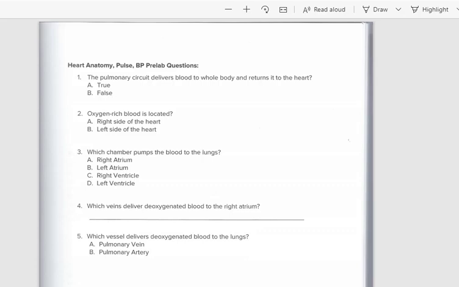Welcome to Lab 2, and you're going to learn about the anatomy of the heart, about pulse, and your blood pressure. So here are the questions from your lab manual, but remember, these have been converted to multiple choice questions, and they're over in your assignment tab, so when you click on each week, there'll be a pre-lab, and that's what this is. These are the pre-lab questions.